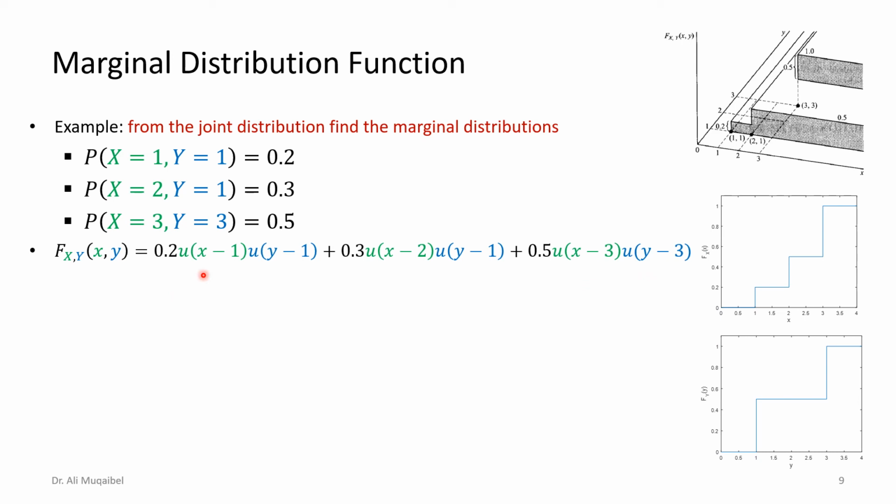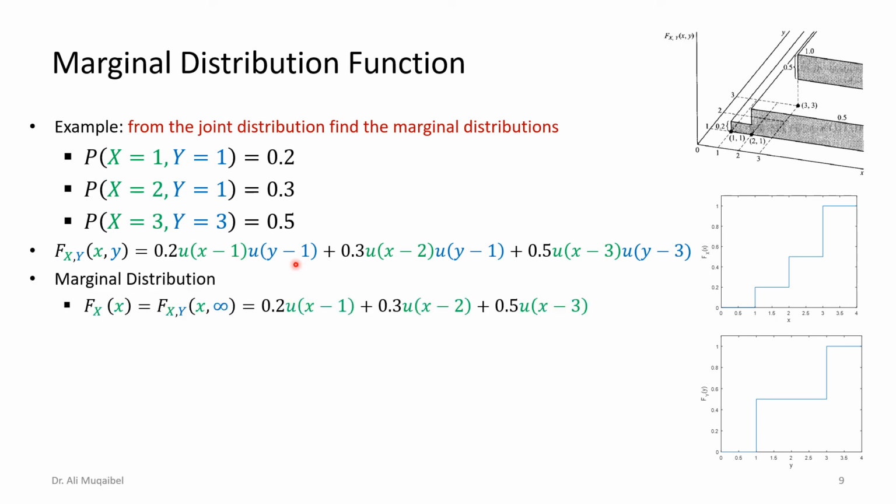The joint CDF, because it's discrete, is made of unit step functions. This is the probability value, and this is subtracting the X value and the Y value. Given these probabilities, you should be able to write the following expression. We have 2 unit step functions multiplied by each other because we have a 2-dimensional CDF. Now, if you want to get the marginal, you substitute for infinity. What's the unit step function at infinity? It's going to be 1, so it's just going to drop.